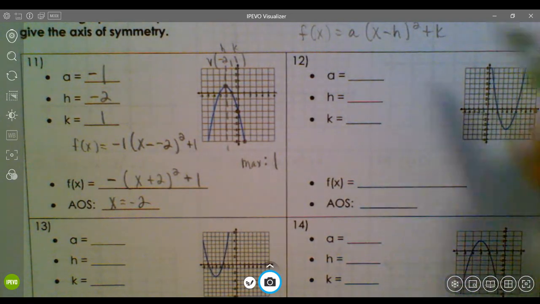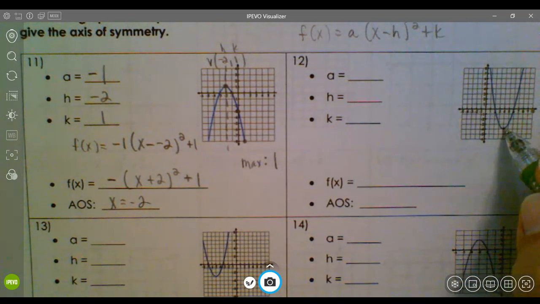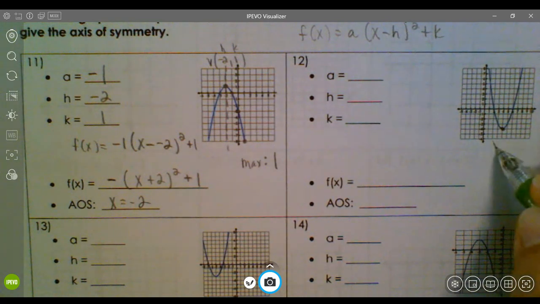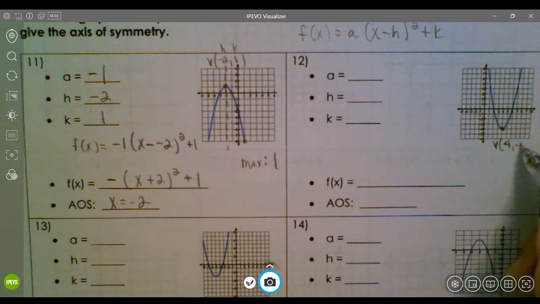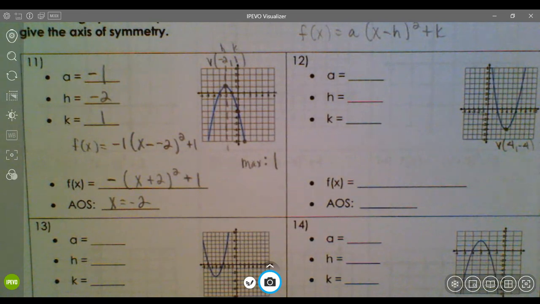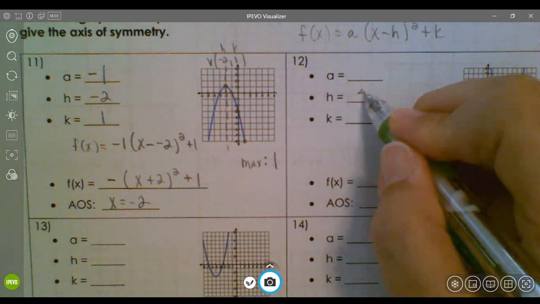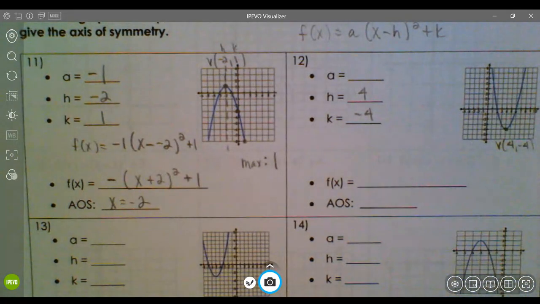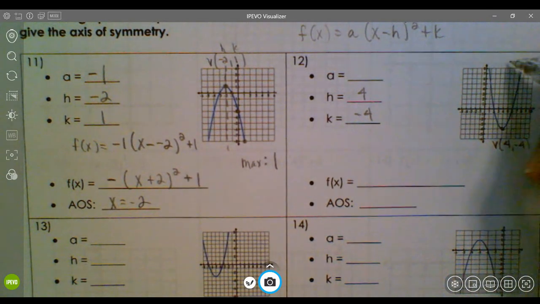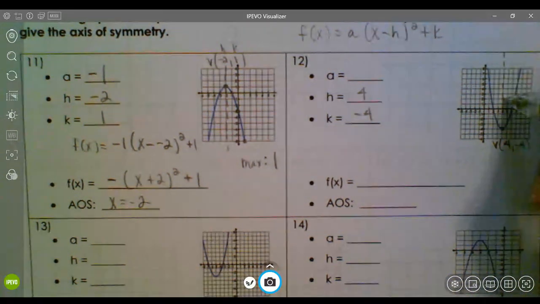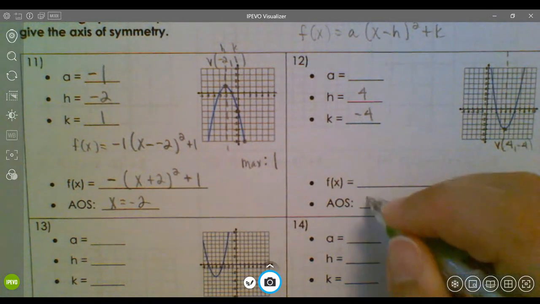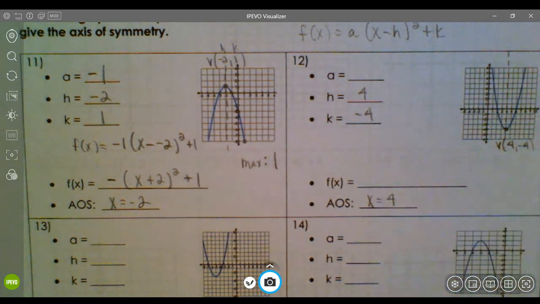Let's look at number 12 here. Here is my vertex. My vertex is 4, -4. So h is 4, k is -4. My axis of symmetry is x equals 4. Let's go ahead and get that done.